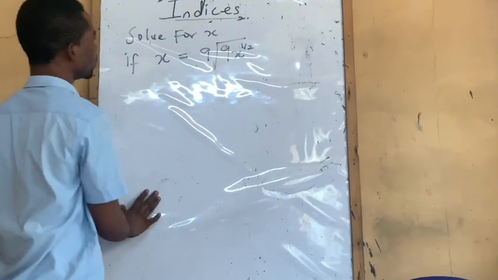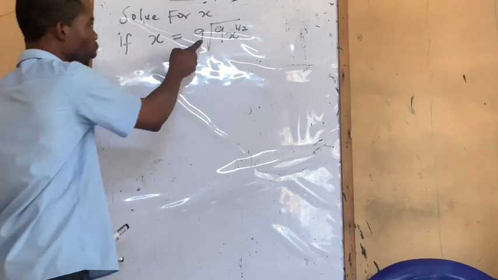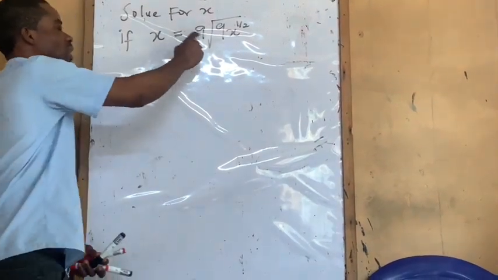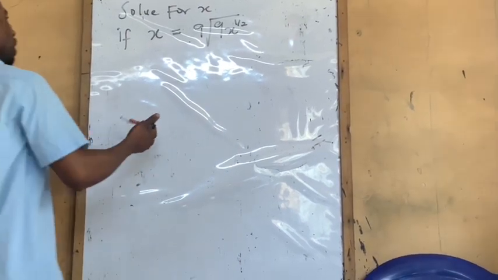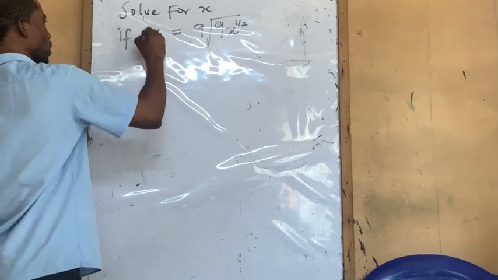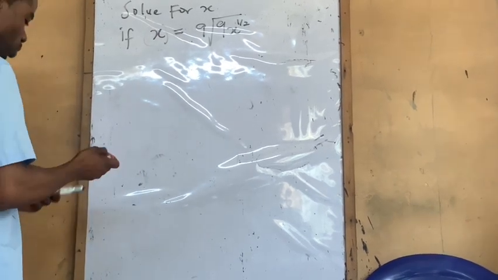Now, this is another one, on indices. They ask us to solve for x. Do not forget that this is not a cube root. This 9 is standing out alone. So what can we do now? I can square both sides. In this case, square both sides.